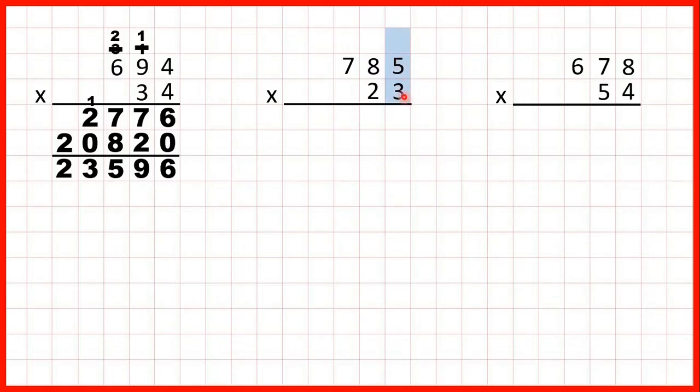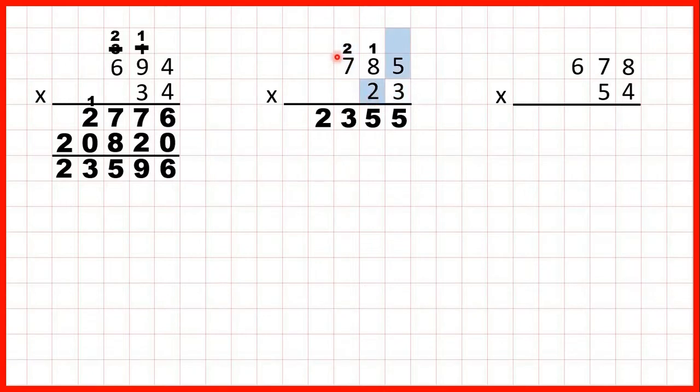5 times 3 is 15, so that's 1, 5. 8 times 3 is 24, plus 1 is 25, so that's 2, 5. And now 7 times 3 is 21, plus 2 is 23, and we've got to the end, so we can just write 23 in our answer line.